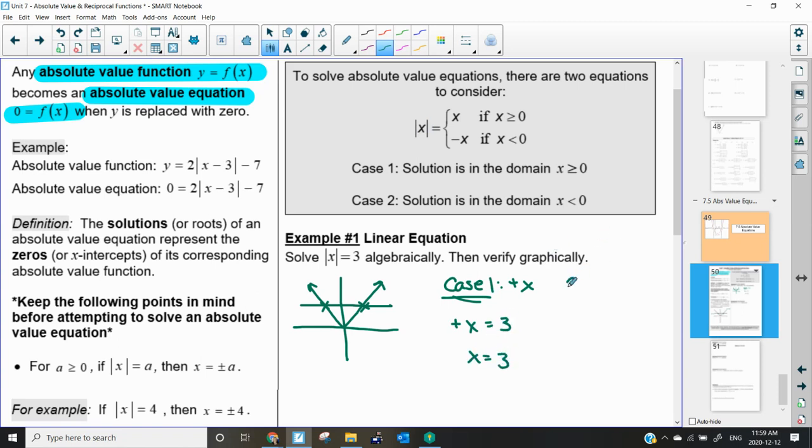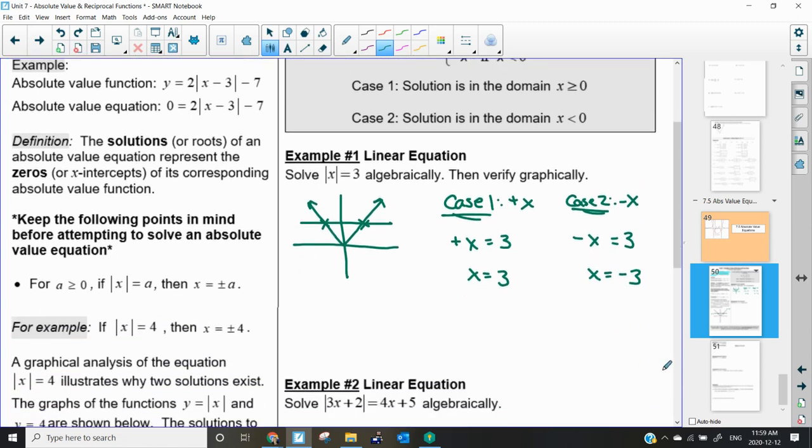Now, if we have case 2, this is where we're looking at the part inside the absolute values being negative. And so in this case, we just have the x. So a negative x is equal to 3. That means x is equal to negative 3. Now, we can always double check to see that that works. If I were to substitute in absolute value of 3, I get 3. If I sub in absolute value of negative 3, I get 3. So that would mean my points are intersecting here when x is 3 and when x is negative 3.